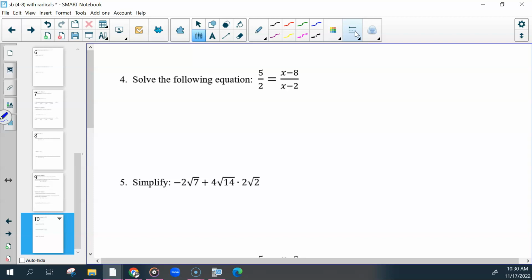So if we have a proportion, or fractions that equal fractions, what is our first step? Cross multiply. So 5 times everything here, 2 times everything here, and rewrite that. Whether you put this on the left or right does not matter as long as they're set equal to each other. And then our next step.